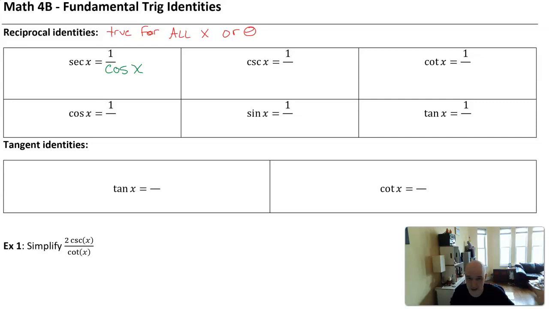Right? That was just how we initially defined secant. And so cosine of x we will also write as 1 over the secant of x. We know that the cosecant of x is 1 over the sine of x. And reciprocally, the sine of x is 1 over the cosecant of x. And the cotangent of x is 1 over the tangent of x. And the tangent of x is 1 over the cotangent of x. So these two identities are reciprocals of each other. If you have one, you can replace it with 1 over its reciprocal.